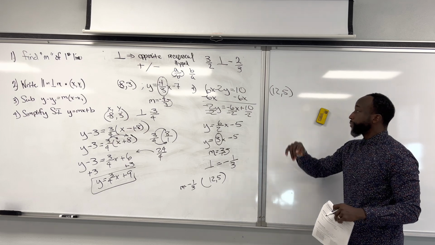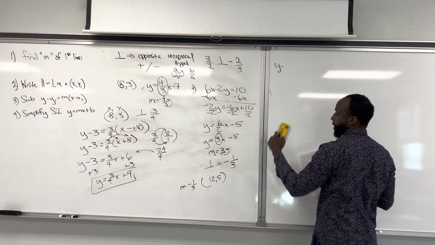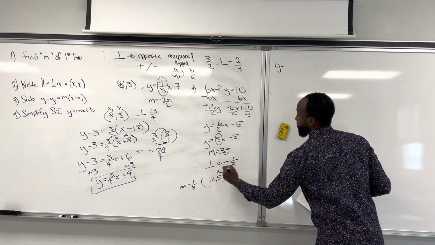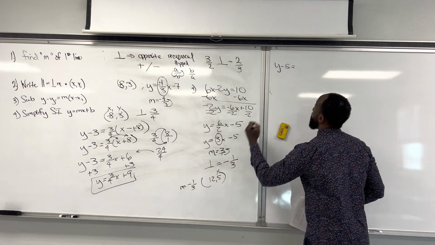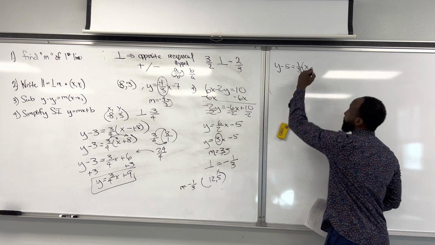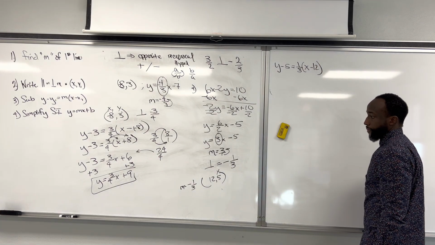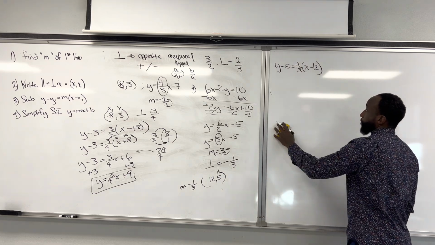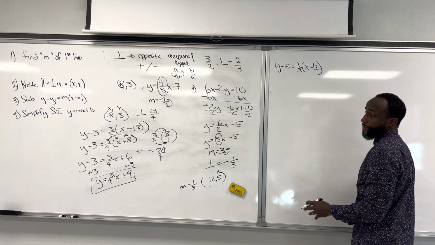All right, now let's put it in the equation for the line. We're going to put it over here. So it'll be y minus y1, which is 5, equals m, negative 1 over 3, times x minus x1, which is 12, okay? I'm sorry, negative 1 over 3. That's important. You gotta make sure you got that. All right. So this is point slope form.